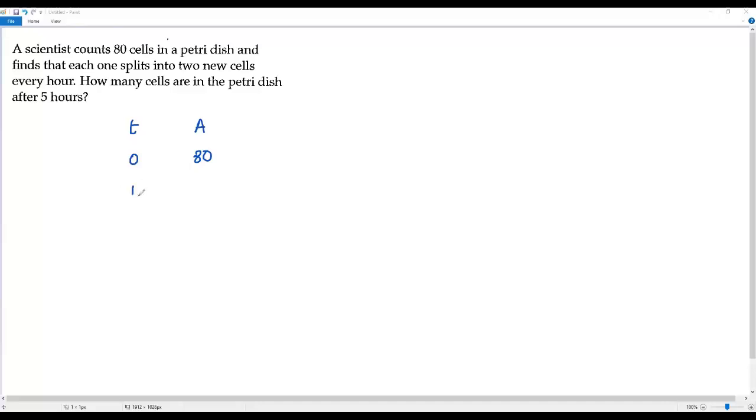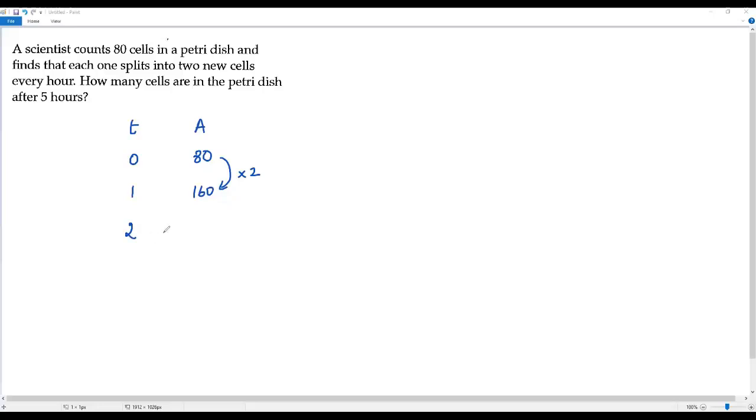If I take t equal to 1, that represents 1 hour from the beginning. The question says each one splits into two new cells every hour. So in 1 hour, each cell splits into two new cells. So these 80 cells will split into how many cells in 1 hour? It's very simple. It will become 2 times itself in 1 hour. So we have to multiply this quantity by 2. Then I'm getting 160. So in 1 hour, there will be 160 cells in the petri dish.